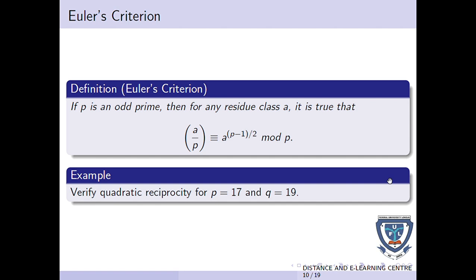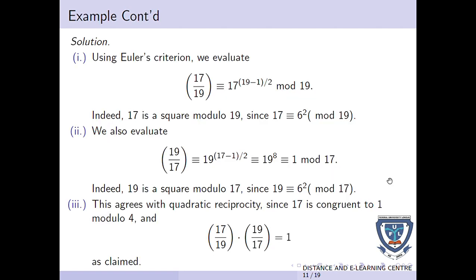Now, let's verify quadratic reciprocity for when p is 17 and q is 19. Solution: using Euler's criterion, we evaluate that 17 over 19 will give us 17 being congruent to c squared modulo 19. Then 19 over 17 will give us 1 modulo 17. You now evaluate both by multiplication. So 17 over 19 times 19 over 17 will give us 1, as claimed.